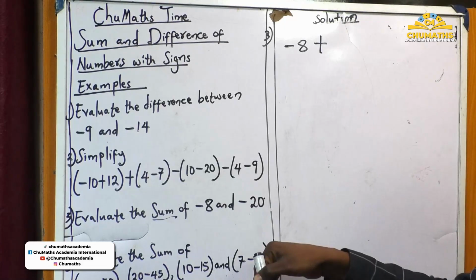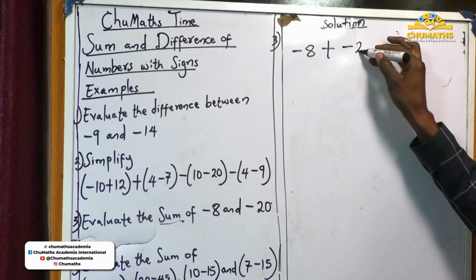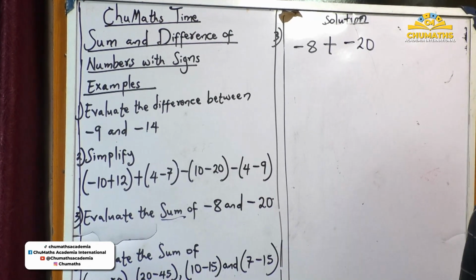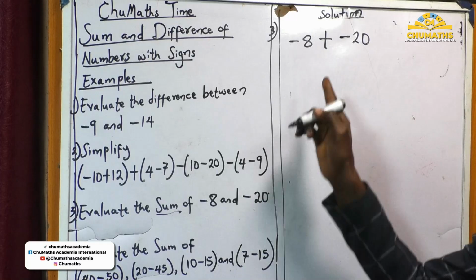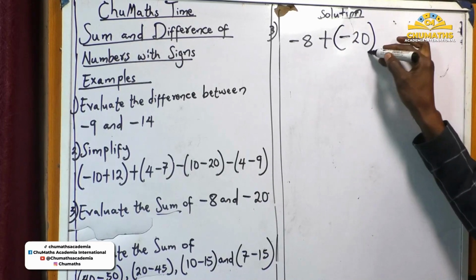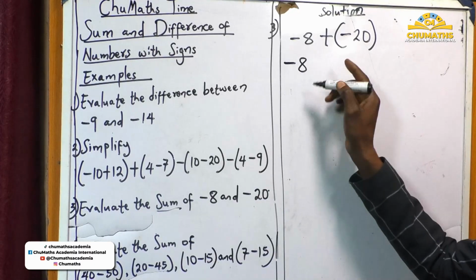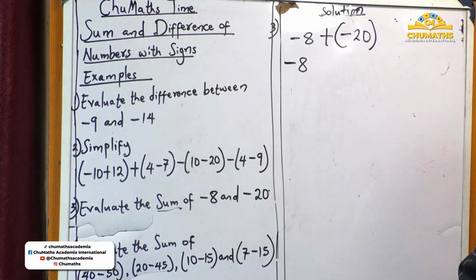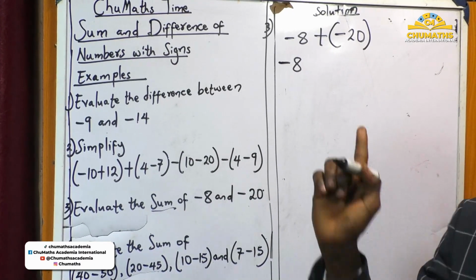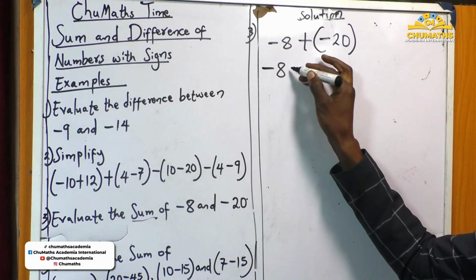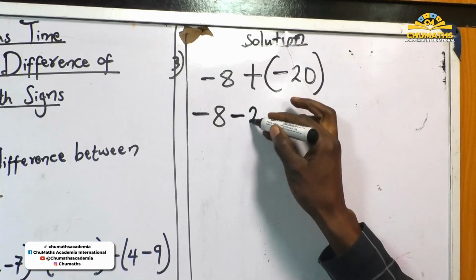In order for us to get the answer, then minus what? 20. And we have established that what? Two signs cannot be written together. You put the second one in brackets. So this is now what? Minus 8. And when two signs are written together, what do you do? You multiply them to give you one sign. So plus times minus is what? Is minus. So this is minus 20.